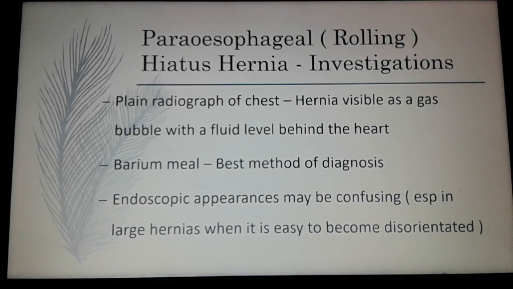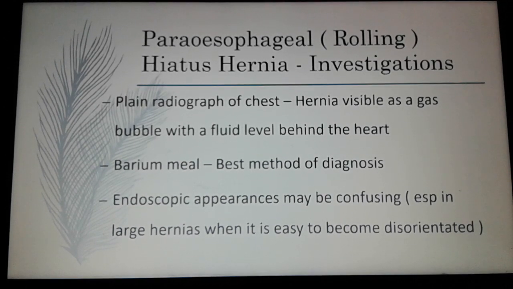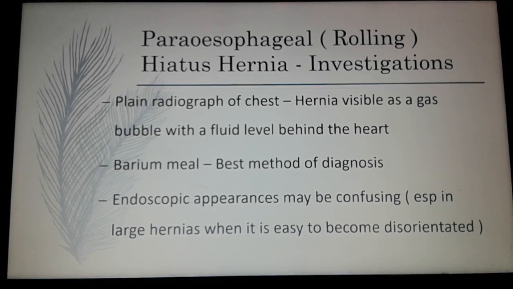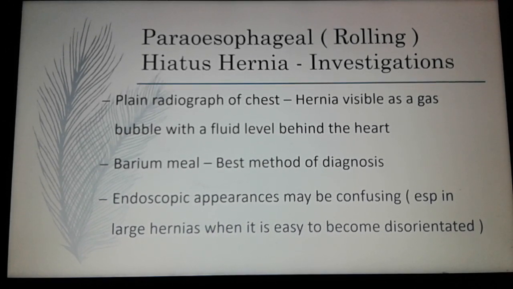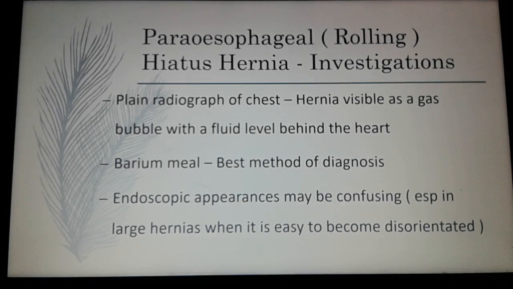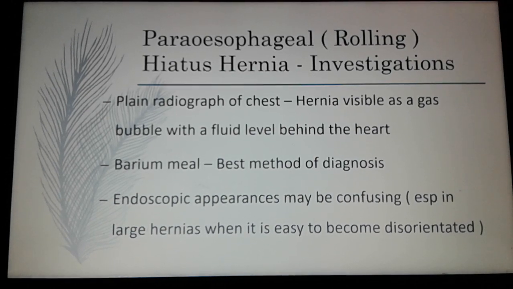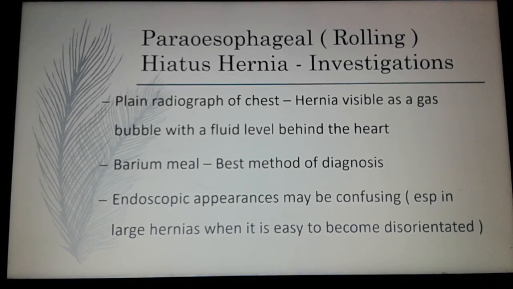Barium meal investigation is the best method of diagnosis in this type of patient. Remember this. It can very well delineate the twisted organ, the obstructed organ, or the content of the organ inside the chest. The barium meal, best method of diagnosis.